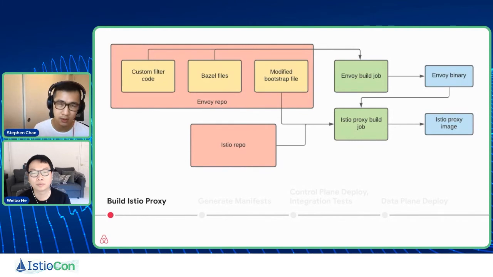Our internal Envoy repo contains custom filter code, the modified bootstrap file, and Bazel files, which pull in the Envoy source code and build dependencies. Our CI jobs build Envoy and the Istio proxy image, then upload them to artifact storage. Upgrading the proxy image involves changing Envoy and Istio commit references in our Bazel files and updating the bootstrap file.